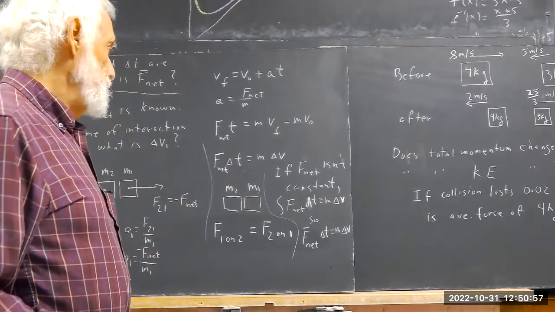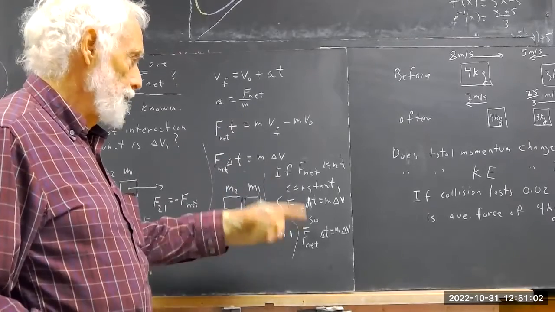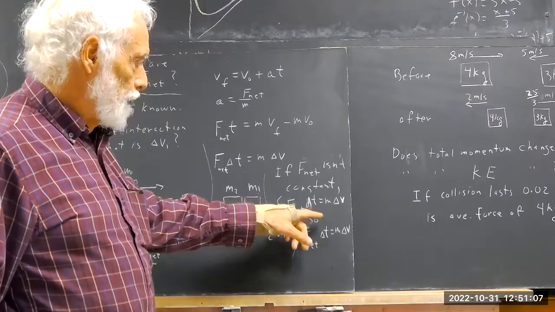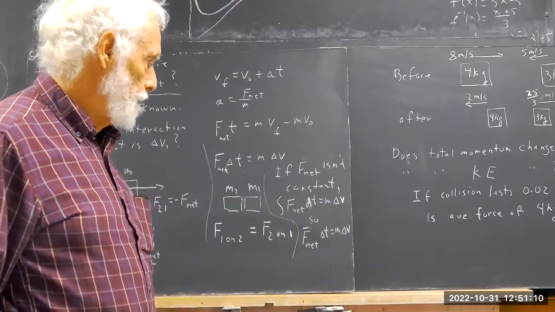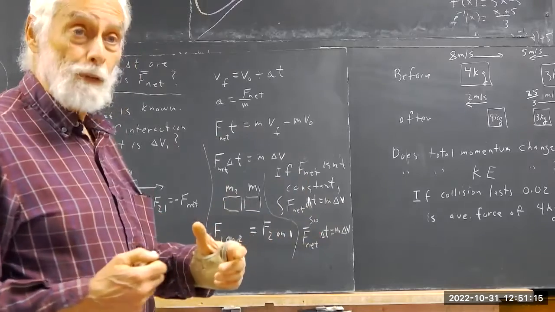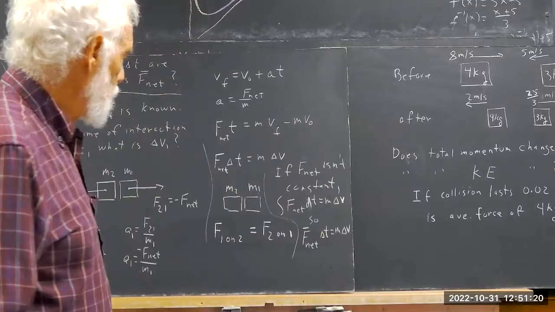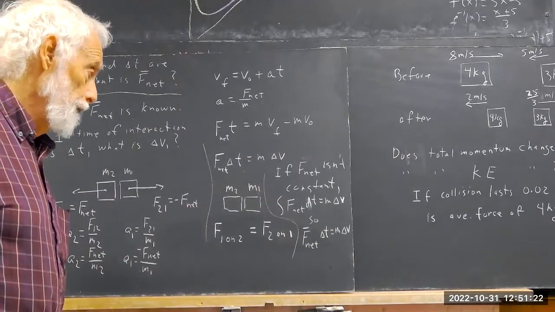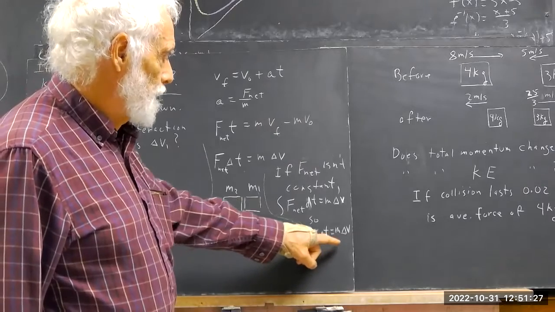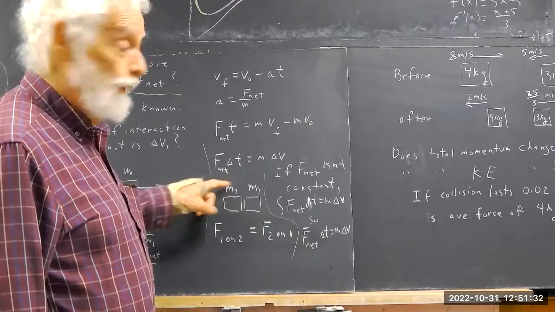The differential expression is for when F net isn't constant, or actually the integral expression. The integral of F net dT is M delta V, where the integral is taken over the time interval during which the two masses or two objects are interacting. Now, we have an example of that here that we're working out. We want to put it into this context. This comes down to F net average times delta T equals M delta V. If we have a constant net force in the delta T, this works.